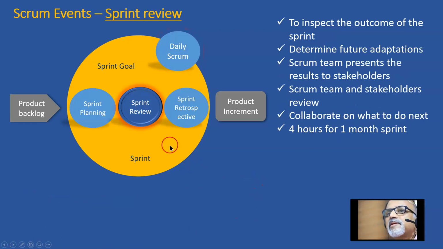Then comes the sprint review. Towards the tail end of the sprint, the sprint review happens to inspect the outcome of the sprint, to determine the future adaptations. The Scrum team presents the results to stakeholders. The Scrum team and stakeholders review the outcome of the sprint and collaborate on what to do next. And it's 4 hours for a 1 month sprint.